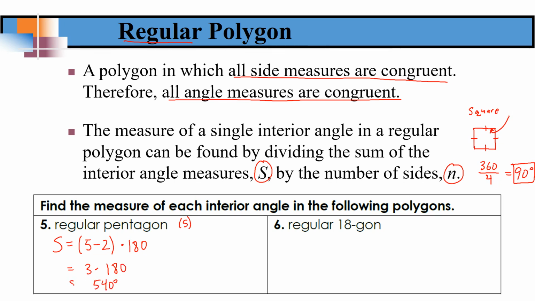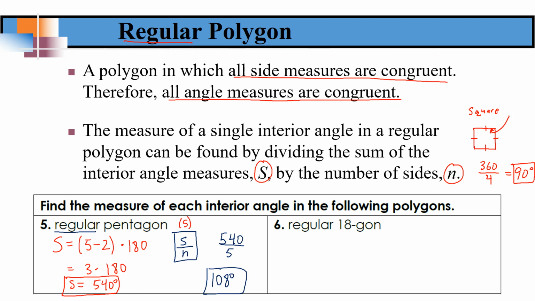Now, that is the sum of all the interior angles. But if I want to figure out the measure of each individual angle in a regular pentagon, I need to take S, the sum of all the angles, and divide by N, the number of sides, or the number of angles. In this case, that would be taking 540 and dividing by 5. And when you do that, you get 108 degrees. Okay, now let's try example 6.